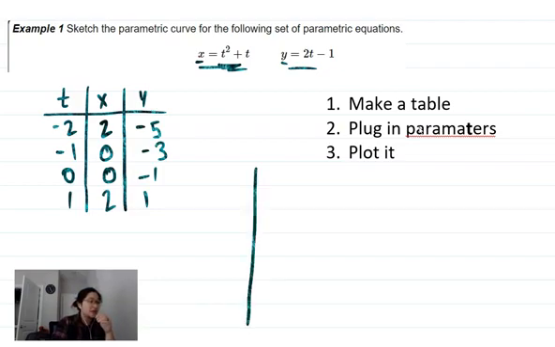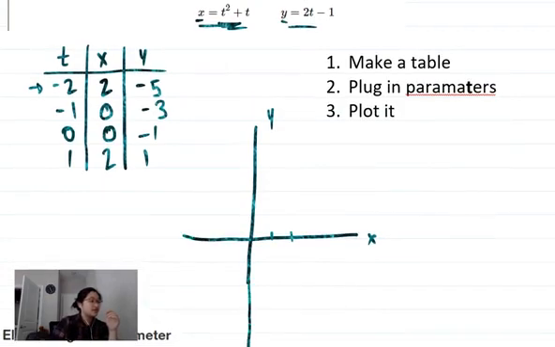So let's plot some points. But we're looking at our x and our y coordinate, so we're not using t. But our t values are going to give us our coordinates. So we have 2, -5. It's poorly drawn to scale. 2, -5, down here, let's say. Then we have 0, -3, 0, -1, 1, 2. Alright. And does that help us? Maybe we need another point. Maybe we need to see where this vertex is going to be.